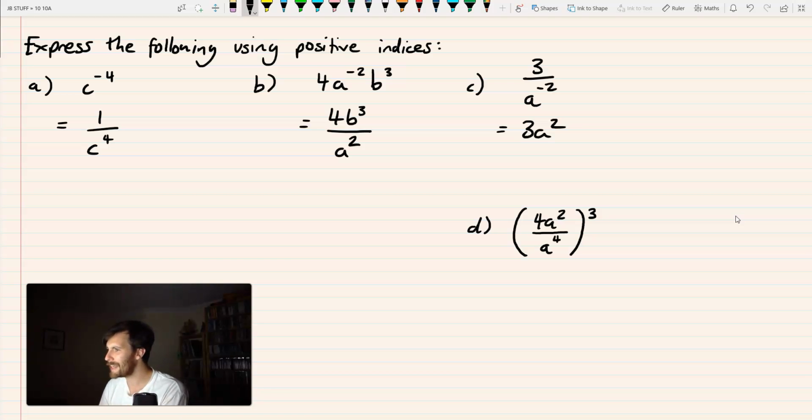The last one just here, D, this one is a bit of a combination sort of problem. So first we've got to use index law 3/4 to get rid of these brackets. So we've got 4 to the power 1, because remember here in maths we've got an invisible 1.